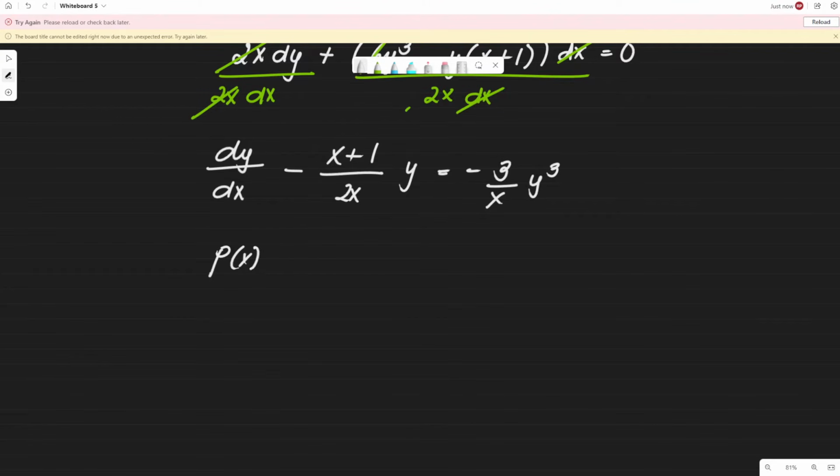P of x is equal to, we can split this one. Okay, let's first fix this.